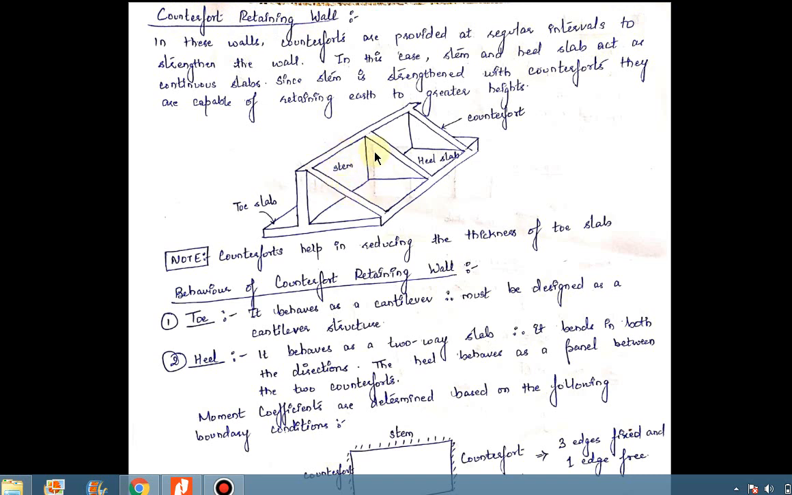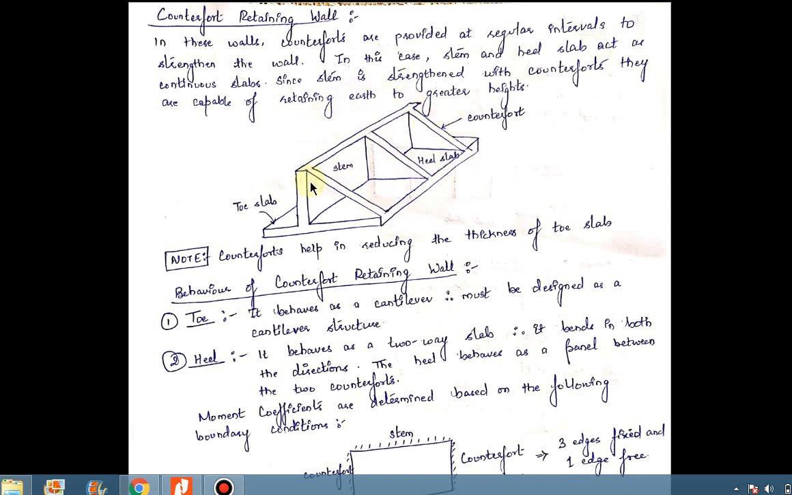Suppose if we have to increase the depth of the earth to be retained by the retaining wall, then the dimensions of the retaining wall, that is the dimensions of the stem, the toe slab and the heel slab will increase accordingly. So in the cases where we have to provide retaining walls to the greater heights, we connect the stem and the heel slab with the help of an inclined structure. These structures are known as counterforts.